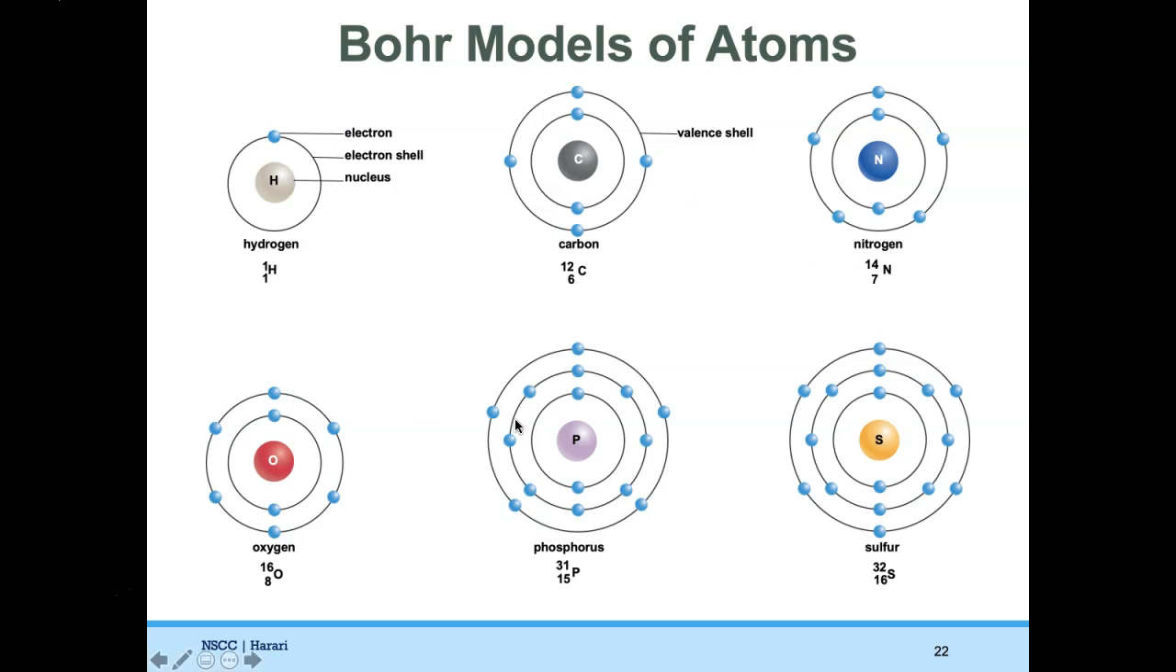You could use that example for phosphorus, which has 15 electrons. So the first shell has 2. The second shell has 8, so that could be a full shell. But how many more do we have left after the first 2 shells? We still have 5 more electrons. So the third shell will have the last 5, and those are the valence electrons. So a phosphorus atom has 5 valence electrons.